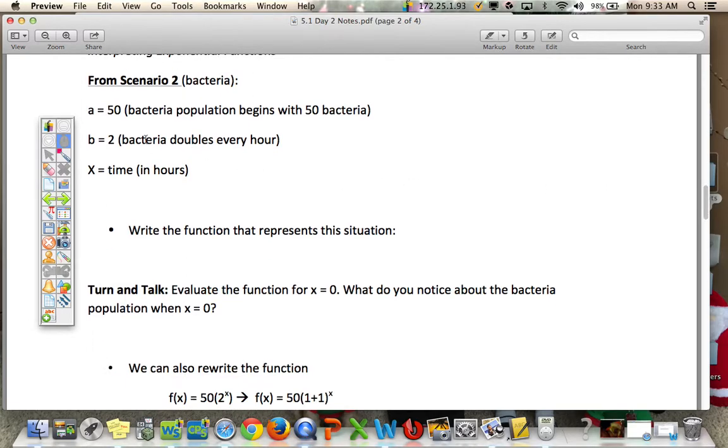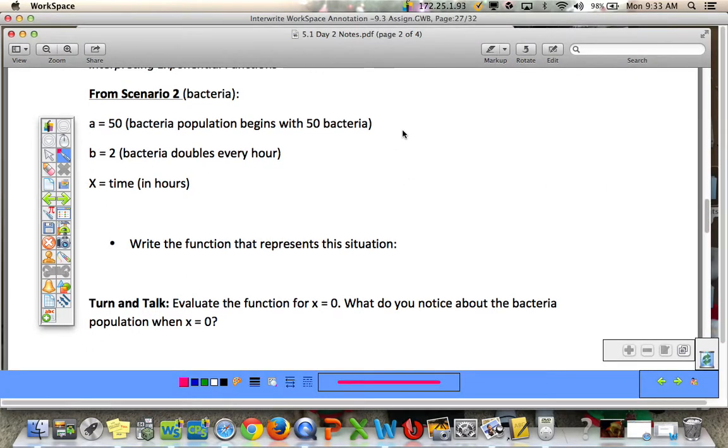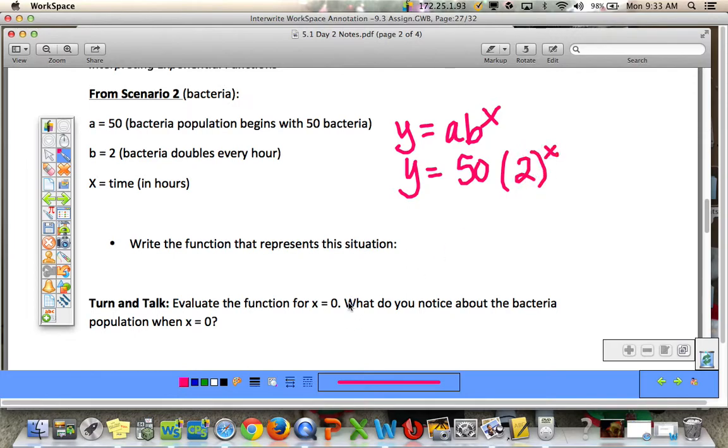So from scenario 2, let's rewrite this equation with our starting value, y equals a times b to the x. Like this. Starting value is 50. The population doubles every hour, and x is time. All right, so let's talk about what that stands for. So we know that at time 0, we had 50 in our colony.